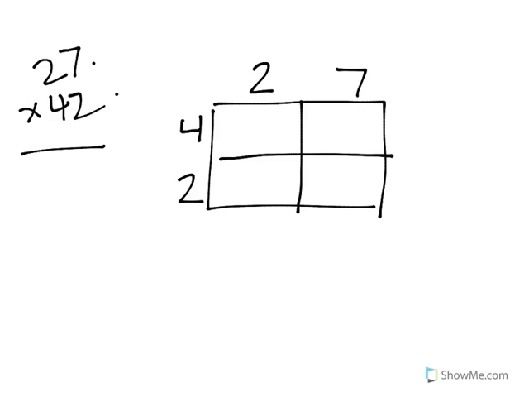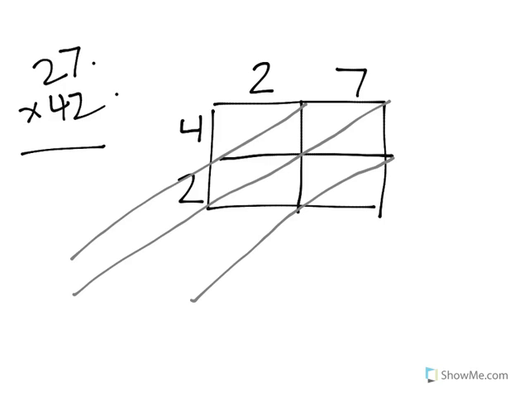The next thing I have to do is divide my boxes from corner to corner. From corner to corner to corner, and then corner to corner. Now, what we're going to do is we start with 4 times 7. 4 times 7 makes 28, so I put 2 and 8. 4 times 2 makes 8, so 0 and 8. Then we do 2 times 7, which makes 14. And then 2 times 2, which makes 4.